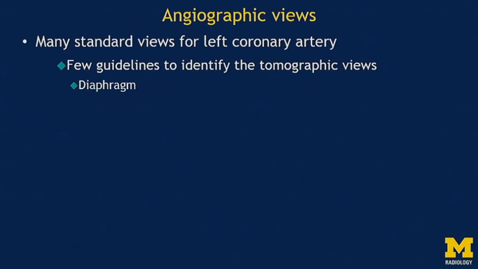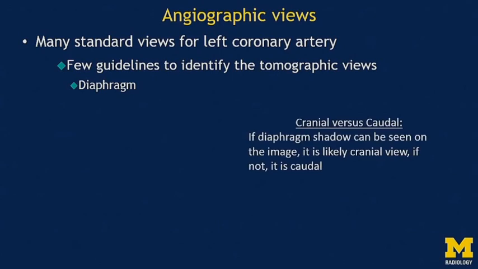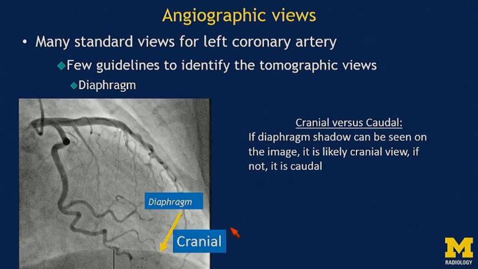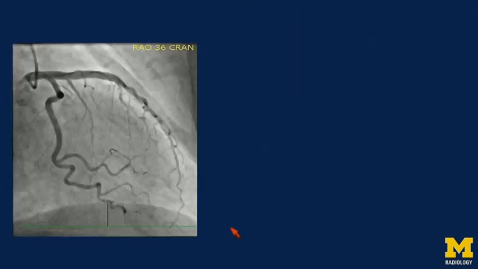The other thing to look for is how has it been angulated, the tube? Is it a cranial projection, caudal projection? And what they look for is the diaphragm. So if you can see the diaphragm, like you can see it here, it's likely to be a cranial view. So this is a right anterior projection with a cranial view.